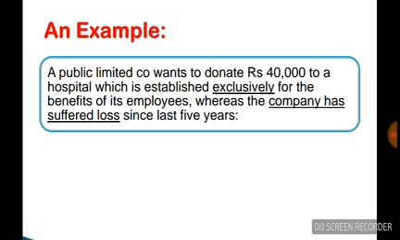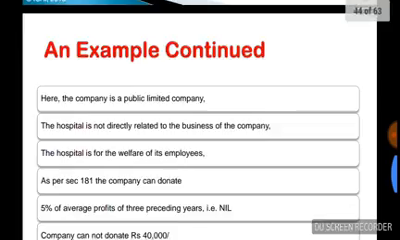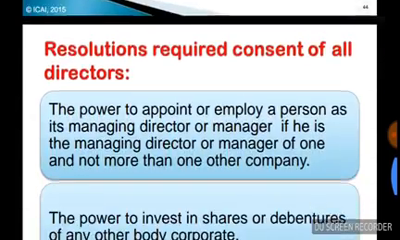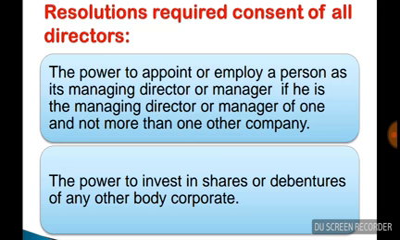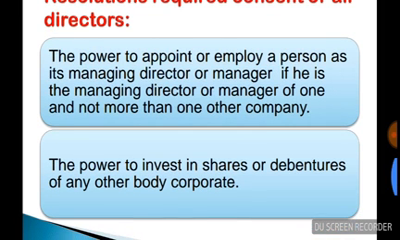And one more thing: if total borrowings, already taken borrowings plus proposed borrowings, exceed 100% of paid up capital or free reserves, then a special resolution has to be passed. If it is less than 100%, then they need not go to shareholders. Disclosure of interest, so summary.